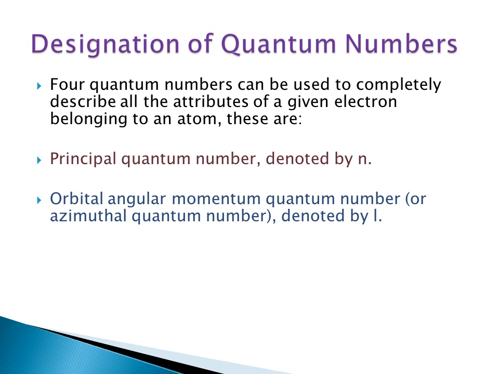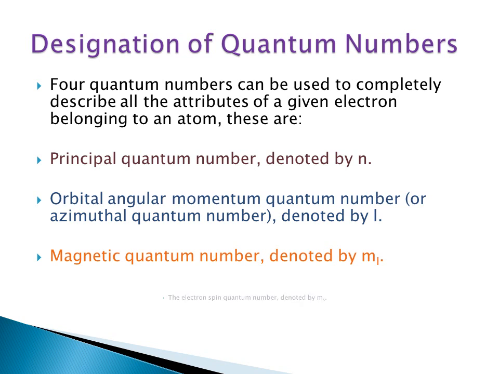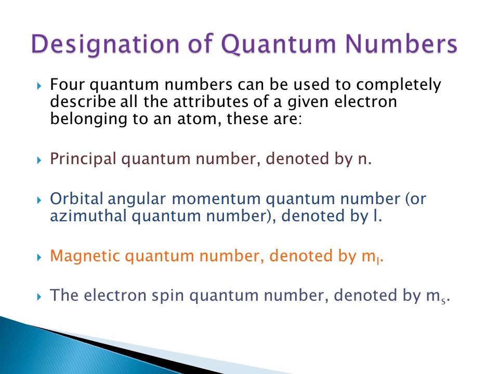The second quantum number, known as the orbital quantum number, angular momentum quantum number, or azimuthal quantum number, is denoted by small l. The third one is the magnetic quantum number, denoted by m. And the fourth one is the electron spin quantum number, which is denoted by m suffix s.